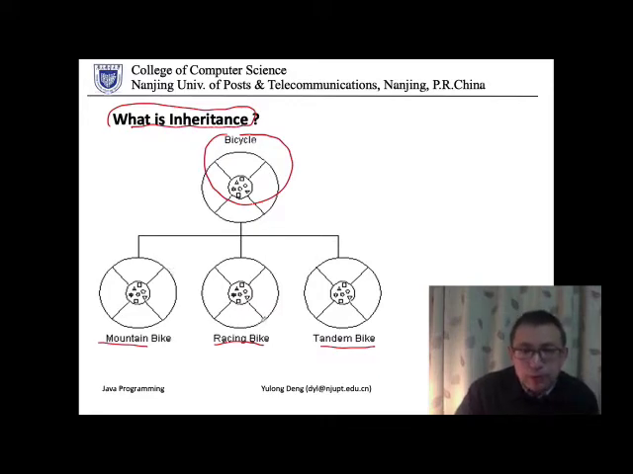And a racing bike is for racing, so it must have a delicate structure, and it's more lightweight. And a tandem bike is a bike but with more than one seat. It allows two of us, three of us, to ride the same bicycle. So it's a tandem bike. They are all bicycles, but they add their own different features. So this is inheritance. It's easy for us to understand.